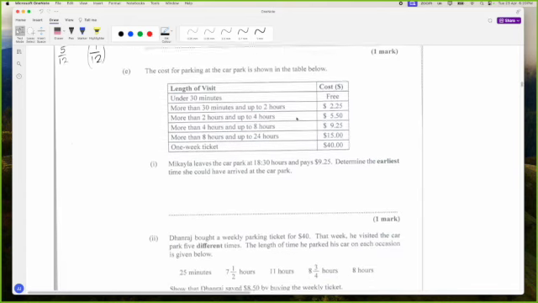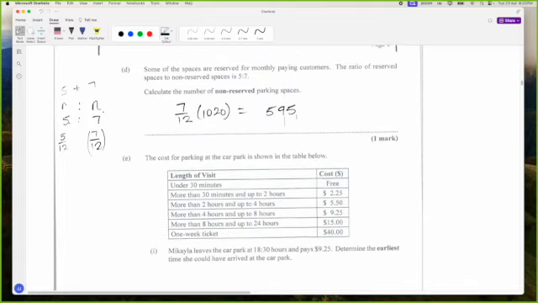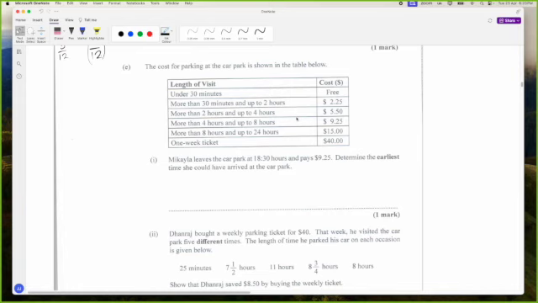And this is an interesting question in many ways, because usually at this point in time they would be going into consumer arithmetic. So this is sort of your consumer arithmetic question, right? The cost for parking at the car park is as shown in the table. So we have under 30 minutes, then 30 minutes to 2 hours, then 2 to 4, then 4 to 8. Why they don't just do like $10 an hour like normal people? Then 8 to 24, and you have your 1 week ticket.